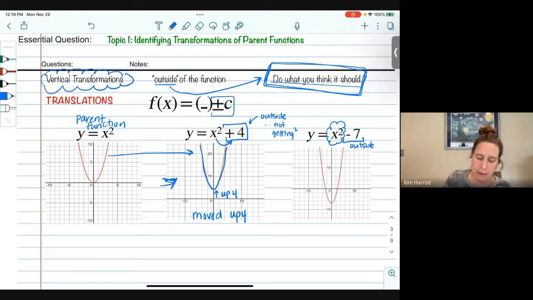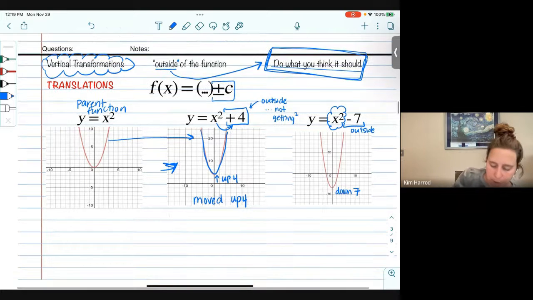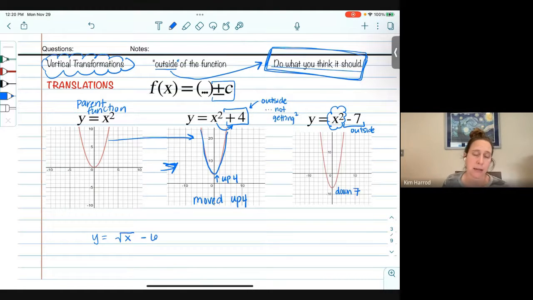So if I say to myself, okay, I know it's vertical and it has to do what I think it's going to do, then -7, as you see in this graph, moves the graph down 7 spaces. So for example, if you saw y equals the square root of x minus 6, and I said, what happened to that graph? What transformations happened?